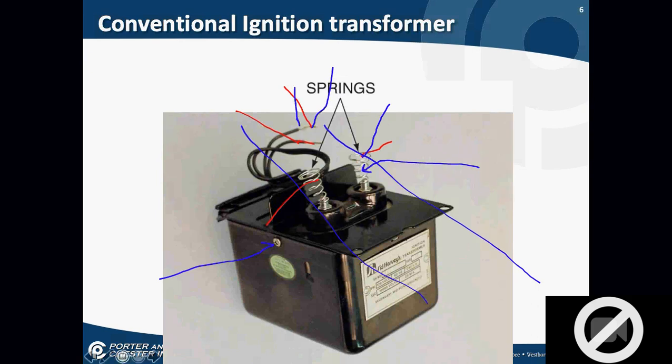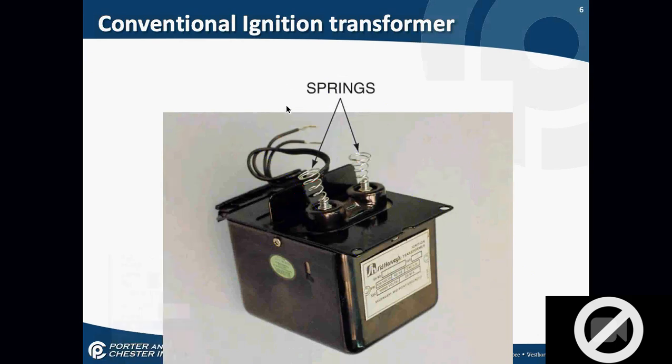So if I know I'm getting power into my ignition transformer, if I know I'm getting good power here, if I know my ignition transformer ohms out properly, I now have to look at where that power is going. And again, be careful. You're dealing with 10,000 volts here.